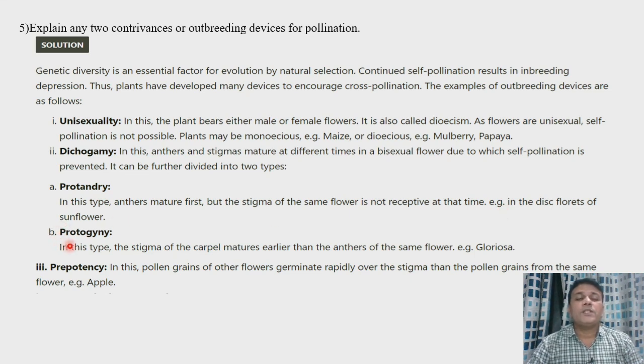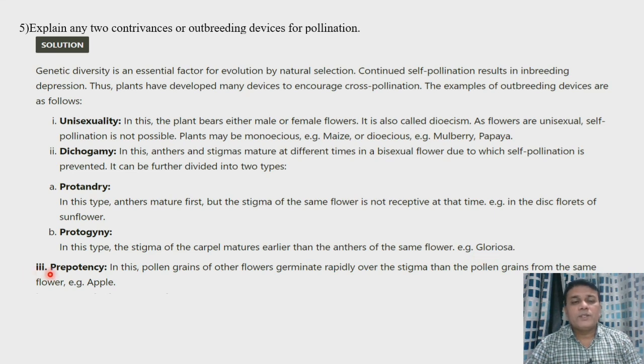Then the second one is protogyny. Protos means first, gyne means female reproductive part. In this type, the stigma of the carpel matures earlier than the anthers of the same flower. Such a condition is called protogyny. An example of it is gloriosa.